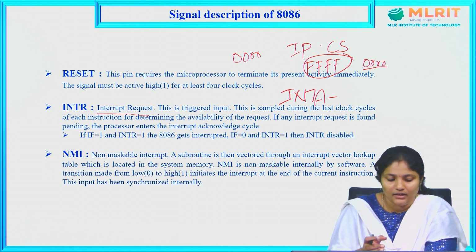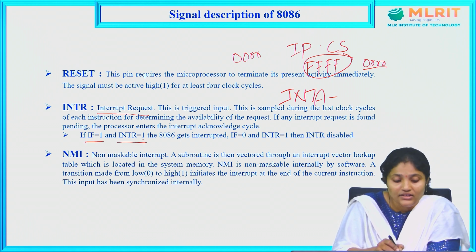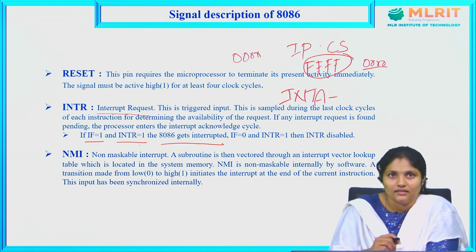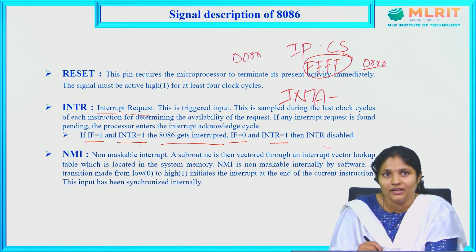If IF, the interrupt flag, is equal to 1 and we get INTR as 1, then INTR will accept the interrupt. If IF, the interrupt flag, is 0 and INTR equals 1, then it will be disabled. INTR won't allow the interrupt.